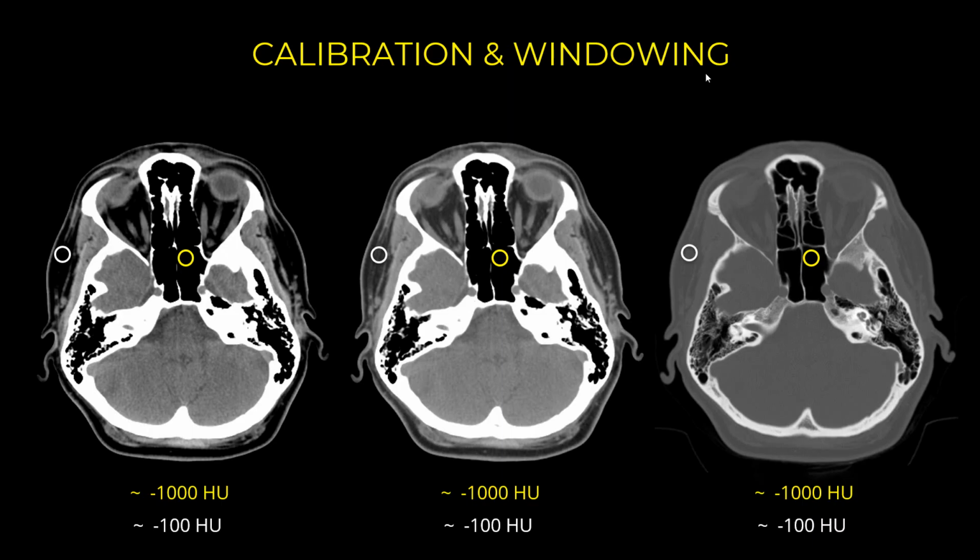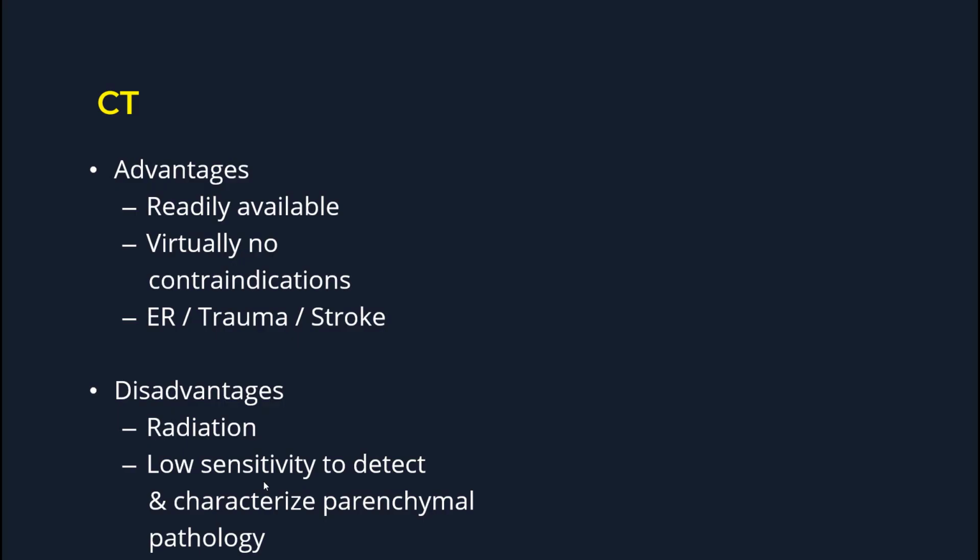Keep in mind the calibration and windowing of CT allows us to view the image in different ways, each one demonstrating a structure to a better extent. In this case, for example, the brain parenchyma. On this other end of the spectrum, it's the osseous structures, but this does not change the intrinsic properties and the CT density of every structure that we're viewing.